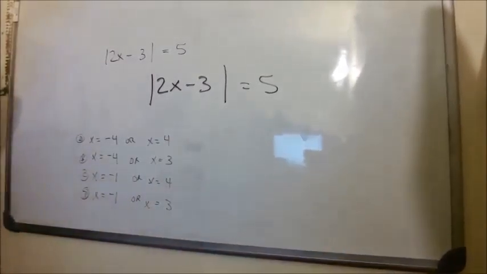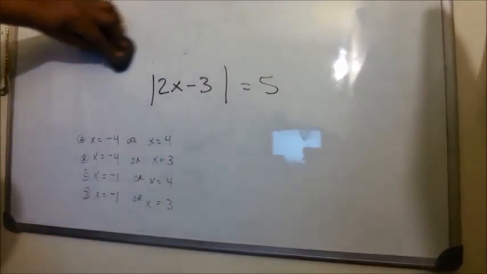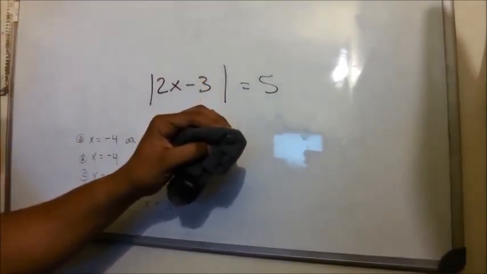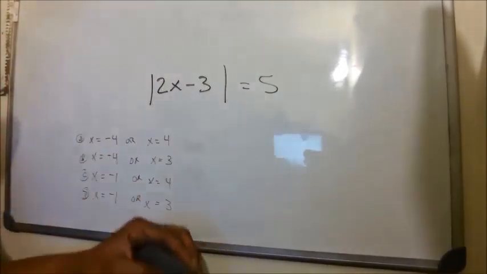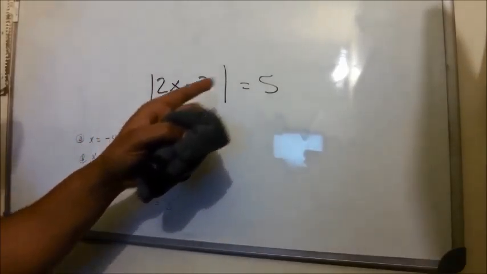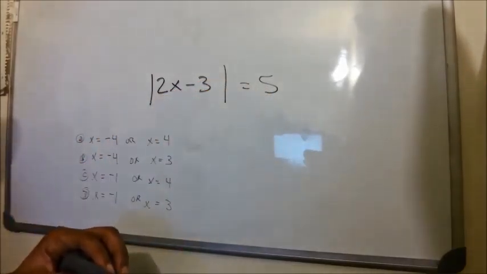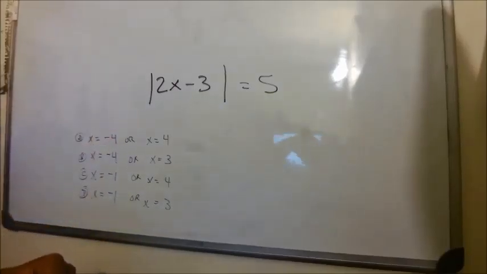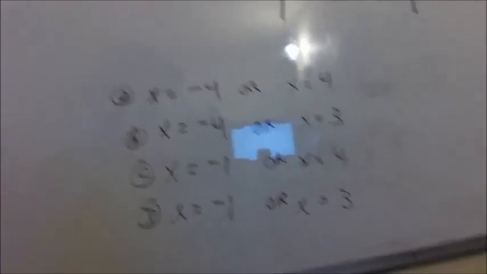Now, this was the question. The absolute value of 2x minus 3 is equal to 5. So whatever we plug in here, it has to equal 5 units, whether it be positive or negative, it really doesn't matter. When we look at our options, I'll move the camera here so you can see, and give it a close-up shot.